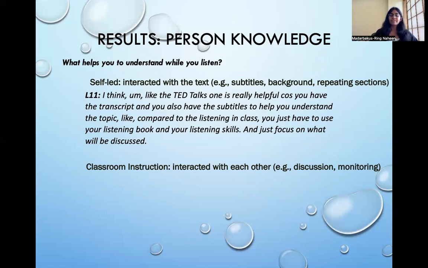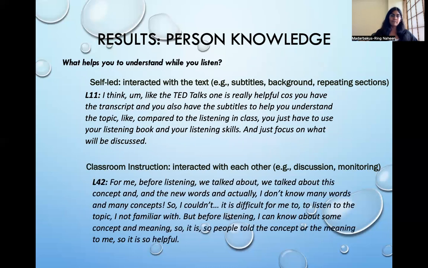In classroom instruction, this changed a little because they were able to interact with each other more easily. So they felt that discussing and monitoring were much easier for them. So being able to check with each other words that they didn't know, being able to clarify any concepts that were heard, and being able to work out anything which was unknown was very, very useful in the classroom instruction environment.